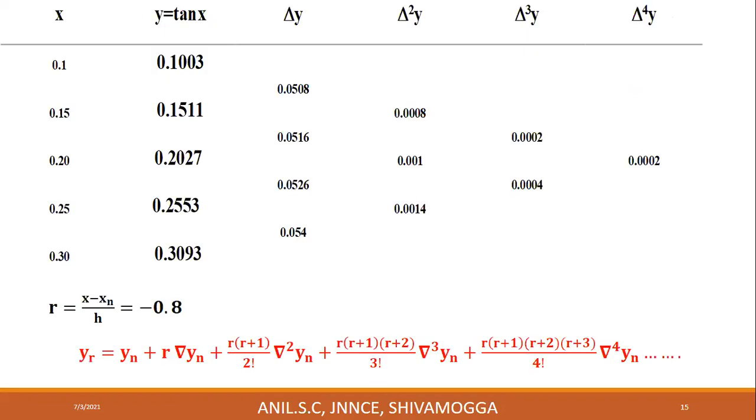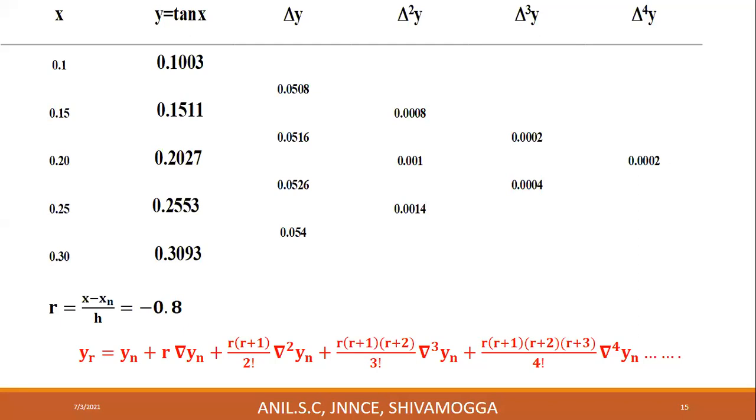This is the table. X, Y, first order differences del y are 0.0508, 0.0516, 0.0526, 0.0554. Second differences are 0.0008, 0.001, 0.0014. Third differences are 0.0002, 0.0004. And fourth difference 0.0002.